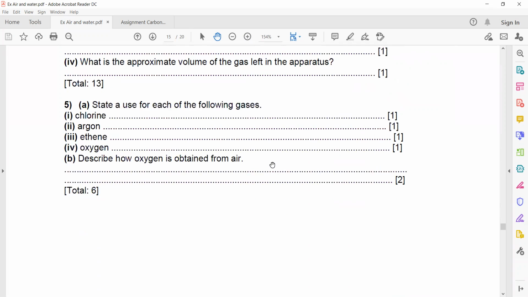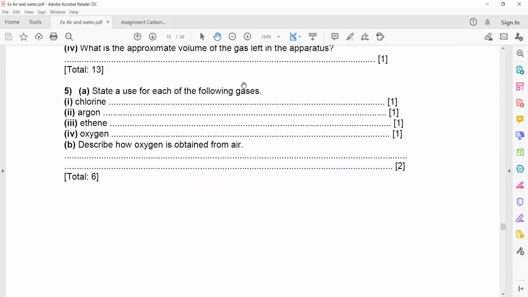Question 5, any doubt? Ethene, about the use of ethene, because you will study in organic chemistry, so you can leave it now. Others you should know. But these hydrocarbons are normally used as a fuel.